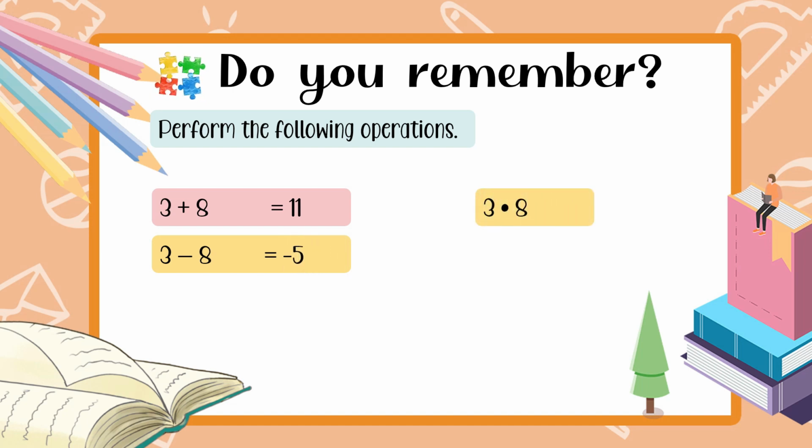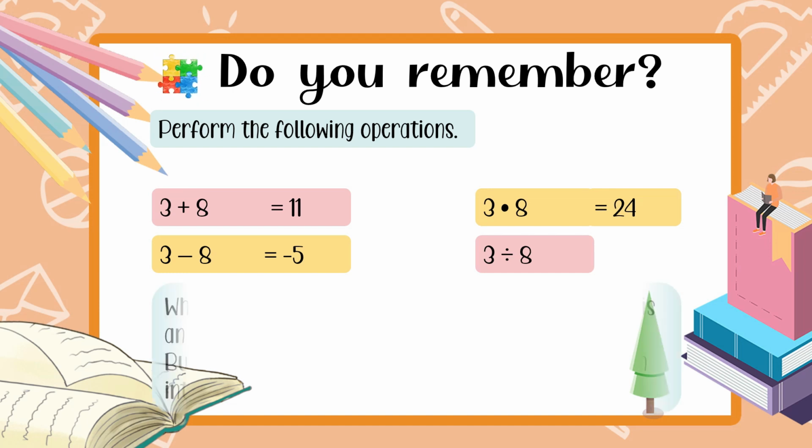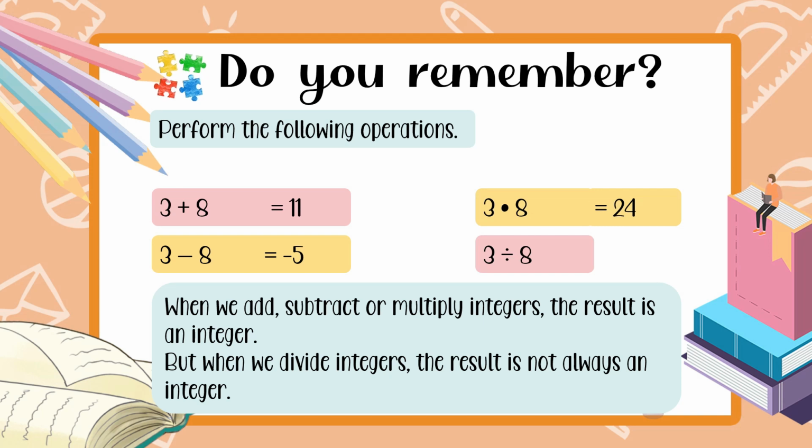Next one, we have 3 times 8. Since they are both positive, the answer will be positive 24. How about 3 divided by 8? Do you know the answer? Okay. When we add, subtract, or multiply integers, the result is an integer. But when we divide integers, the result is not always an integer.